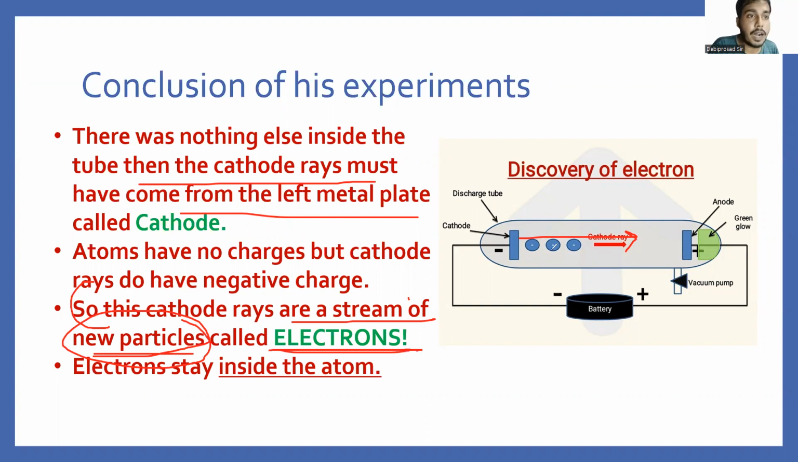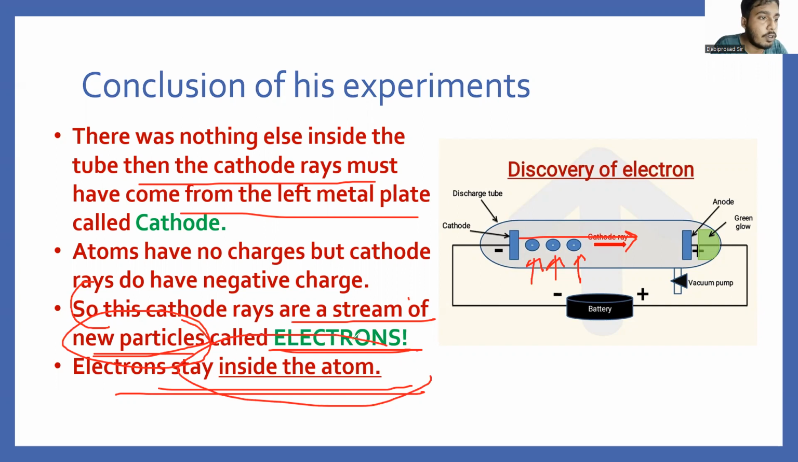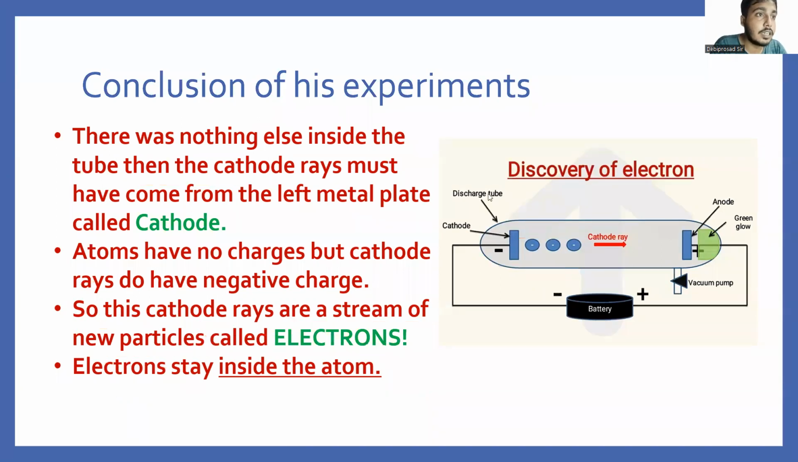So these particles that we are seeing like blue dots are not atoms. They are much smaller than atoms, and they are coming from the cathode to anode, and they are called electrons. The electrons stay inside the atom. This was explained afterwards when we go on to the plum pudding experiment. Then we will know that electrons are coming from inside the atoms. Now we will move on to the conclusion part.